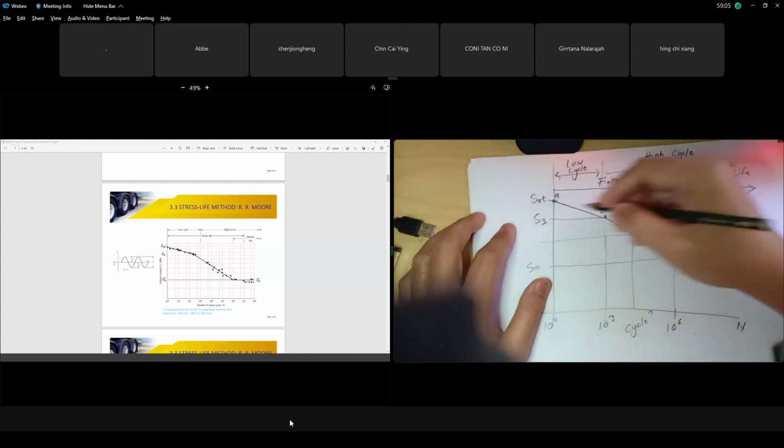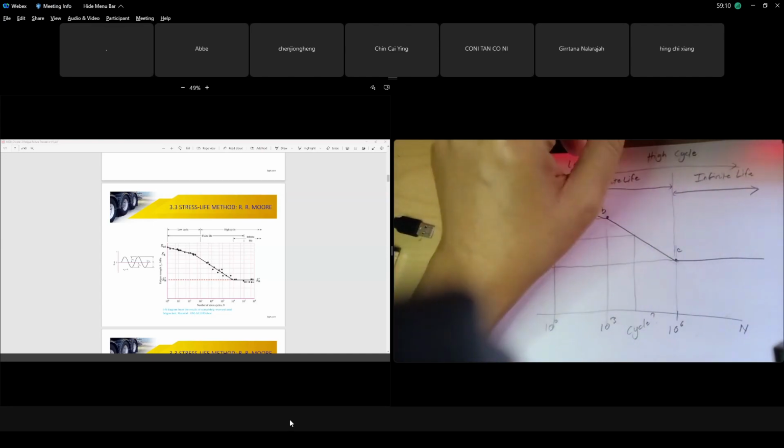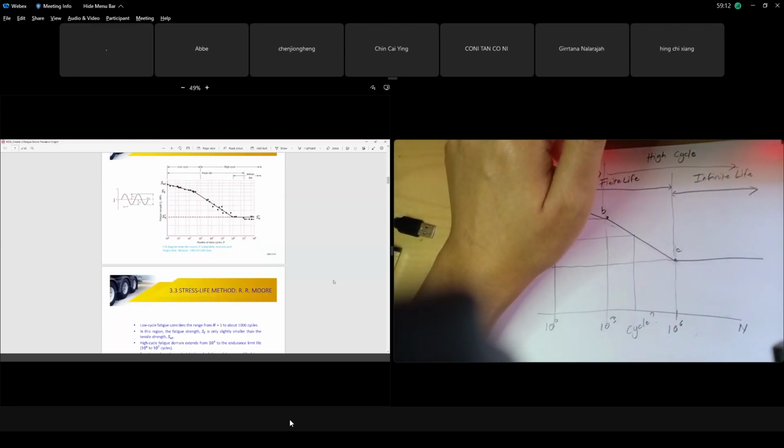We have a standard equation like this, with constants A and B. They have already done the equation. Sometimes if your safety factor is less than 1, look here.